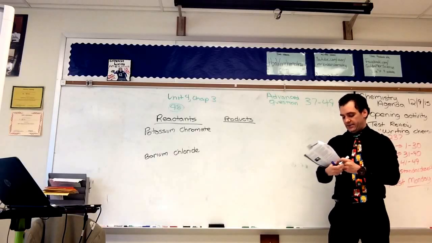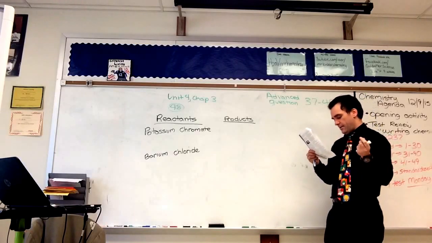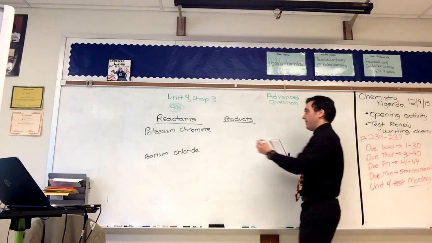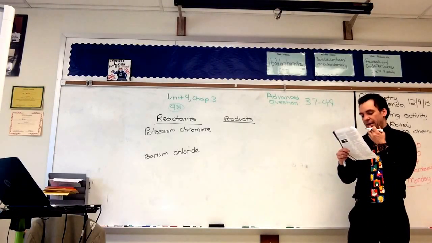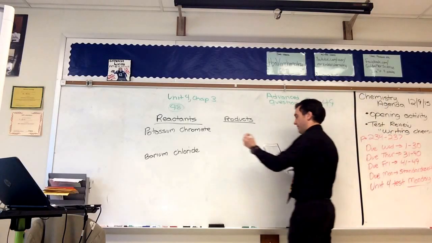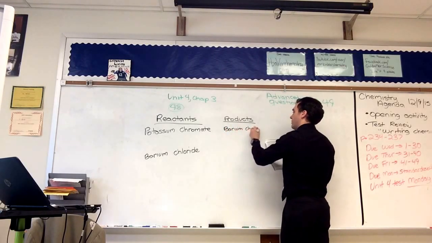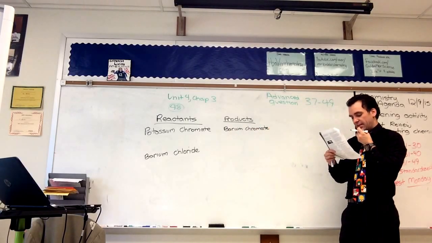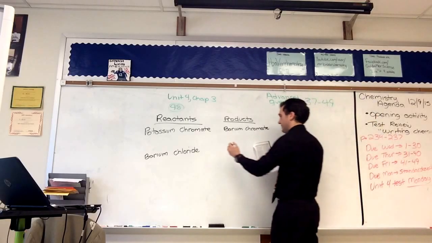So do we know anything else? Yeah, the product. So the products are barium chromate. So read again. Solutions of potassium chromate and barium chloride are mixed. A bright yellow solid, so barium chromate. Does that make sense? Like forms and settles out of the mixture, leaving potassium chloride in solution.